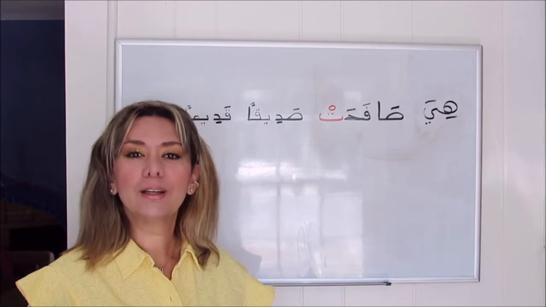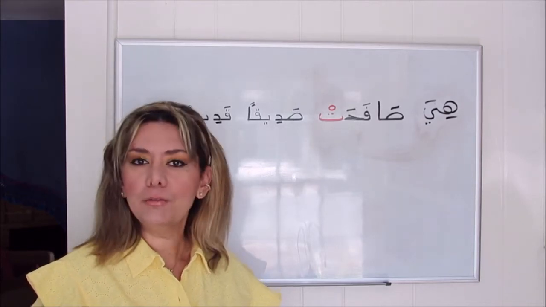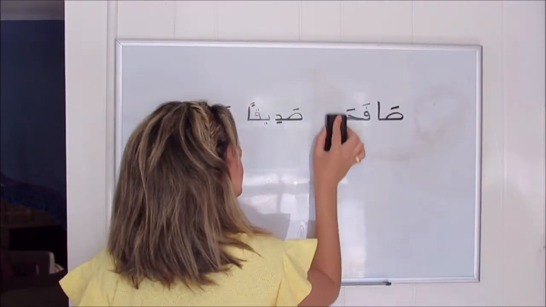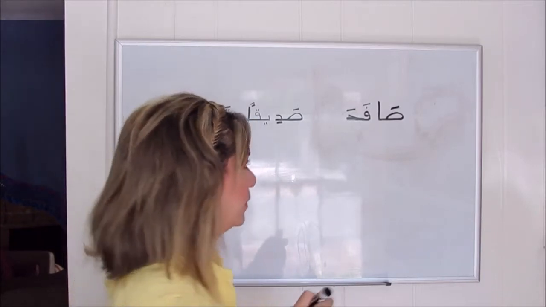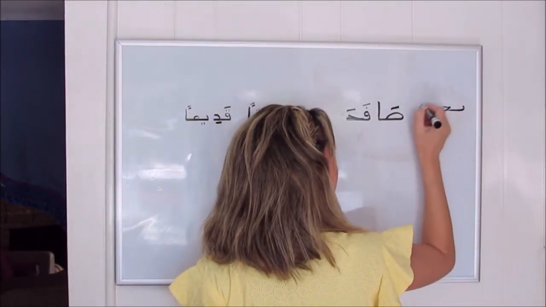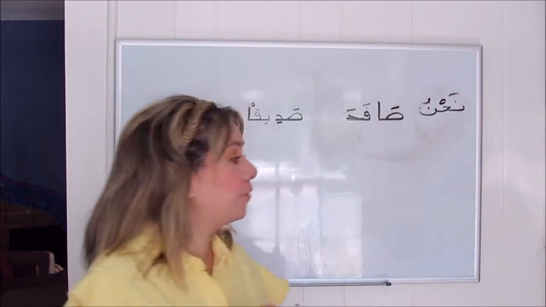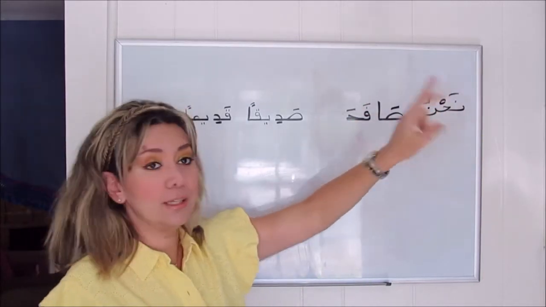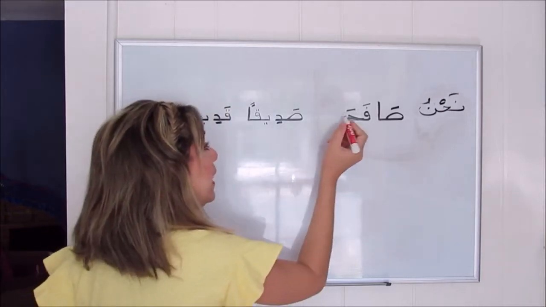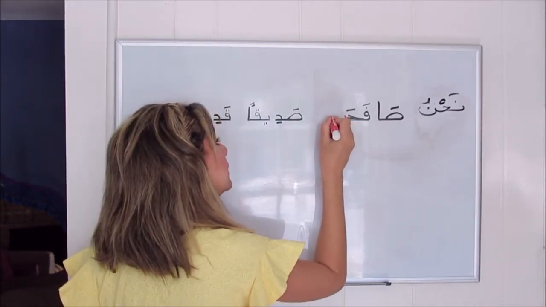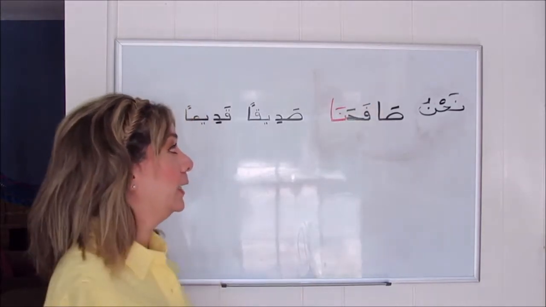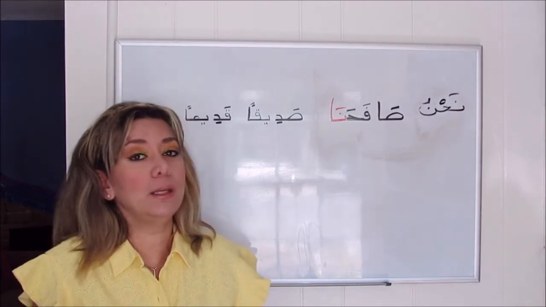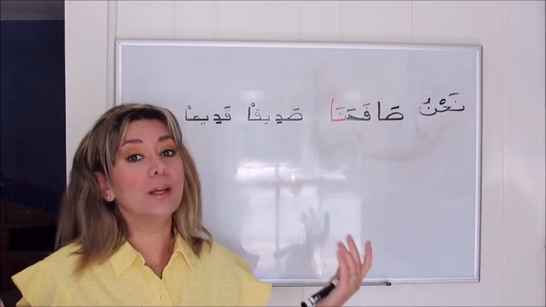What about نحن? First person, plural, masculine and feminine. We, نحن. نحن has two noons. That's its reputation. نحن صافحنا. We will use the noon of this subject pronoun, and we extend it. صافحنا. نحن صافحنا. First person, plural, masculine and feminine. So we shook hands with an old friend.